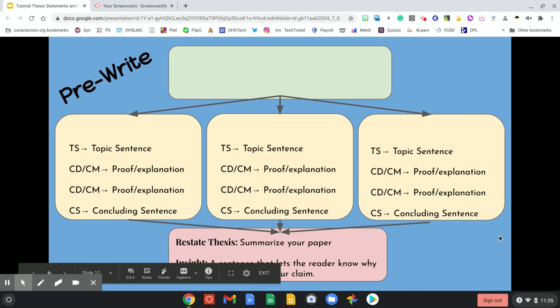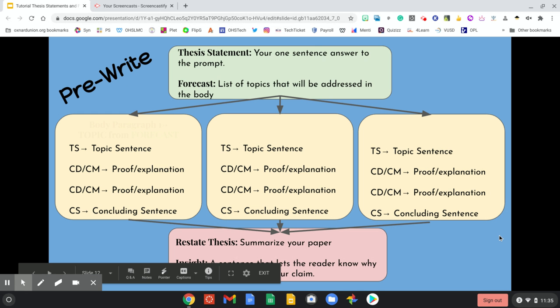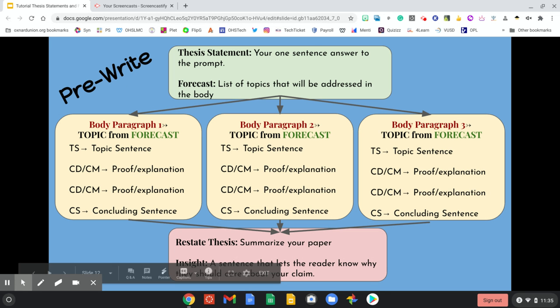So why does this all matter? Well, part of the hardest part of writing is organizing our ideas, and it's important to create a pre-write. In a pre-write, we are going to create boxes that represent the different paragraphs. So at the top, the green box is our introduction, the yellow boxes are our body paragraphs, and the pink box at the bottom is the conclusion.